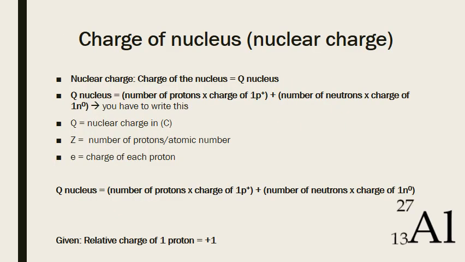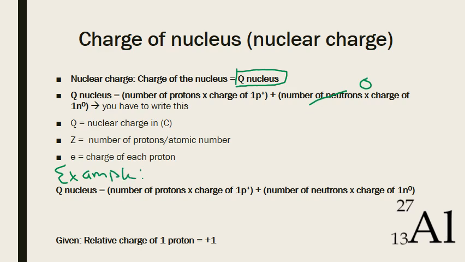We then looked at the charge of the nucleus, or the nuclear charge, and remember we said that the nuclear charge is abbreviated to Q nucleus. Remember, Q is charge. The nucleus contains the protons and neutrons, and the only subatomic particle which has charge is the protons. So we write Q nucleus, so we first say what's in the nucleus and how we find the charge of the nucleus. It's the number of protons times the charge of one proton, plus number of neutrons times the charge of one neutron. But remember, number of neutrons times charge of one neutron is always 0 because there's no charge for the neutrons.